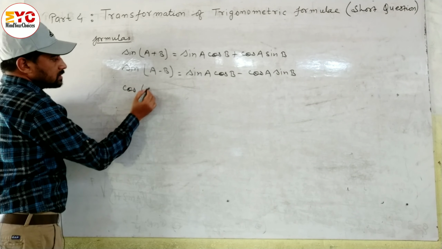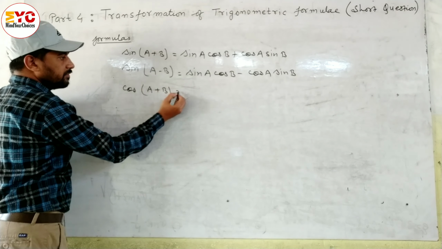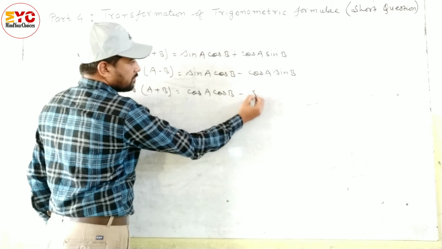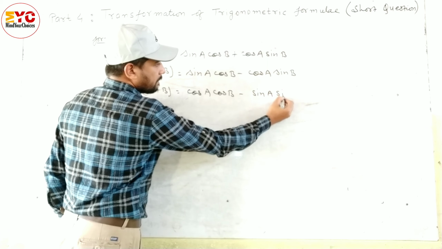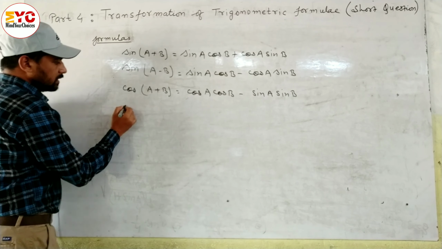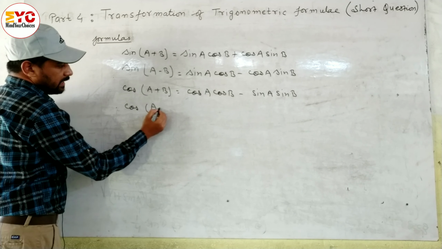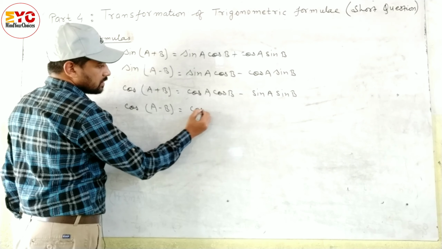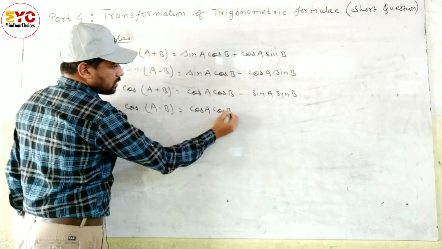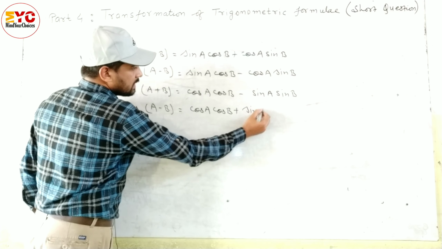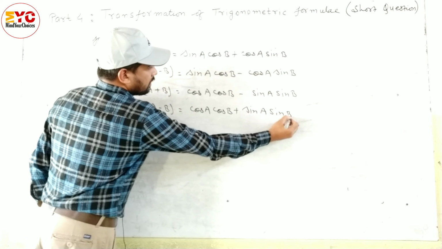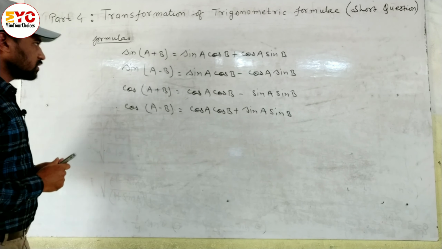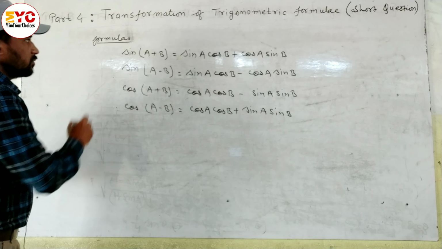Similarly, cos A plus B formula is cos A cos B minus sine A sine B. Similarly, cos A minus B formula is cos A cos B plus sine A sine B. Hope you know these formulas, which I already provided you before also. Now look at here another formula.